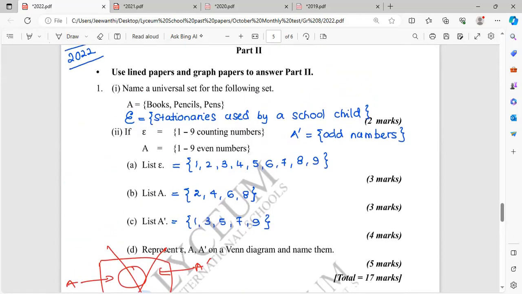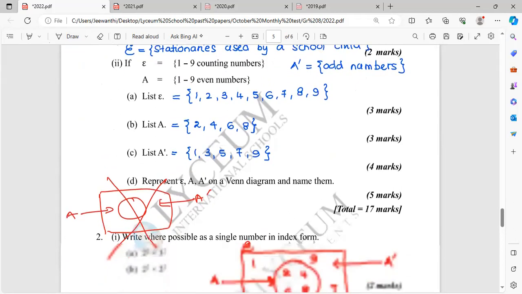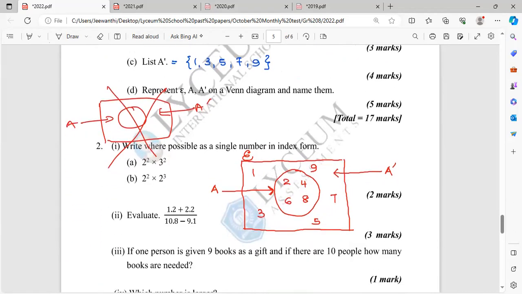17 marks, you just imagine. When you are listing the A dash, when you are listing A, and when you are listing the universal set items, altogether you get 10 marks, right? So this is a very easy question, but you want to understand the concept well, especially when it comes to the Venn diagram.